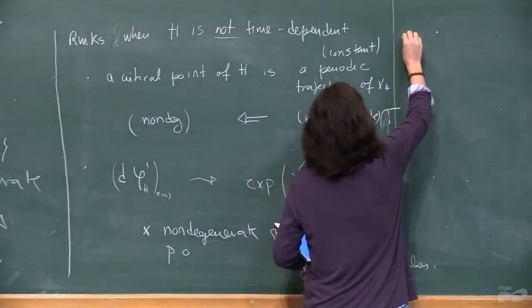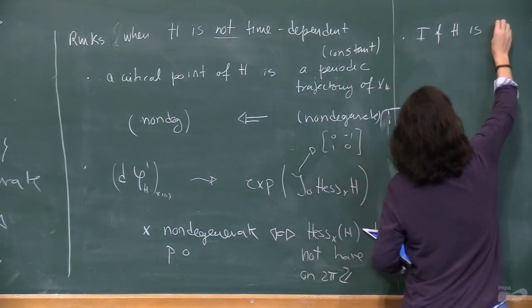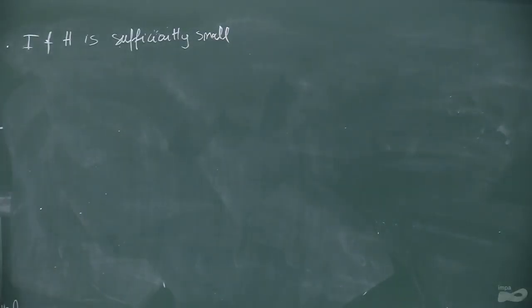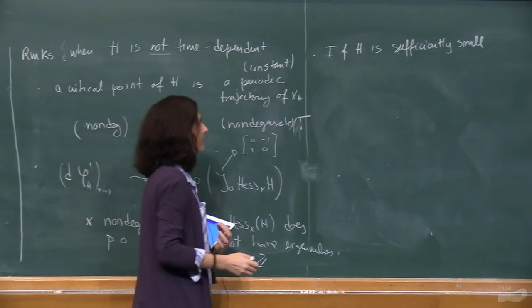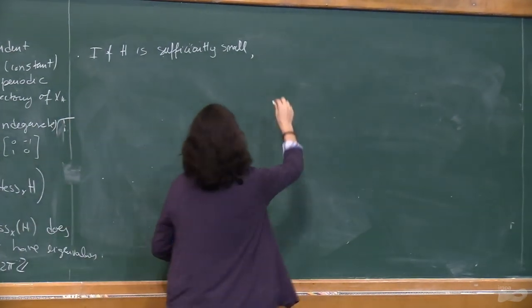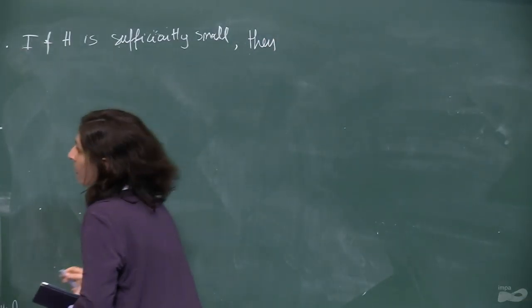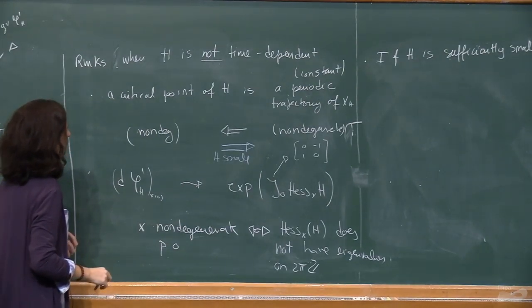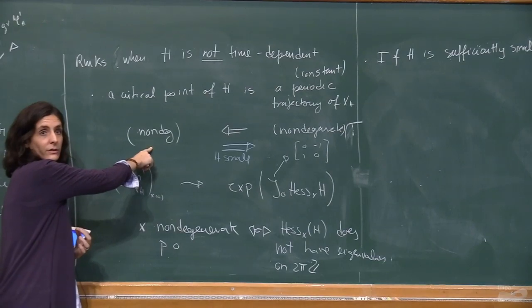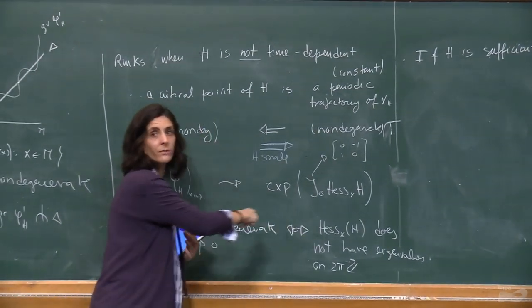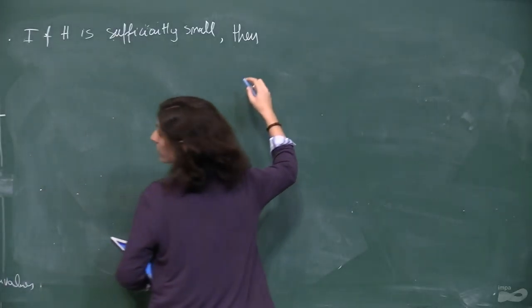And as a consequence, if h is sufficiently small, so here sufficiently C2 small means that the norm of this Hessian is less than 2 pi, okay? If you want the exact meaning of sufficiently small, then what happens is that we have this. So if I take a critical point which is non-degenerate in the Morse sense, it will be non-degenerate as a periodic trajectory of XH, mainly because of this observation down here.